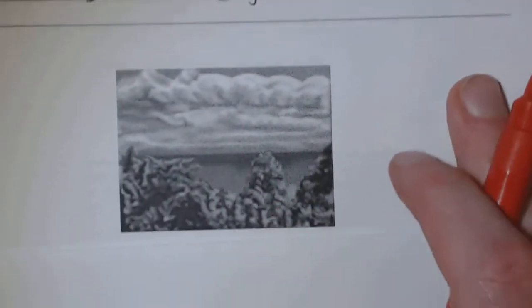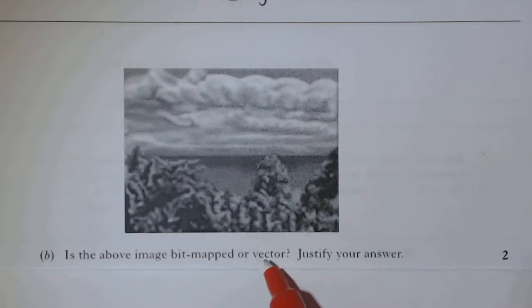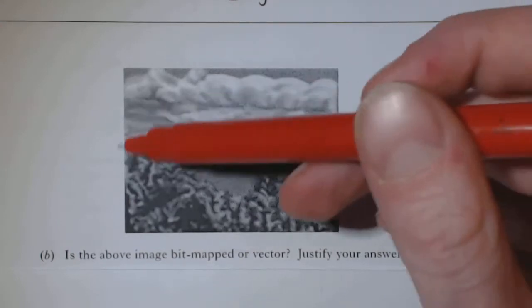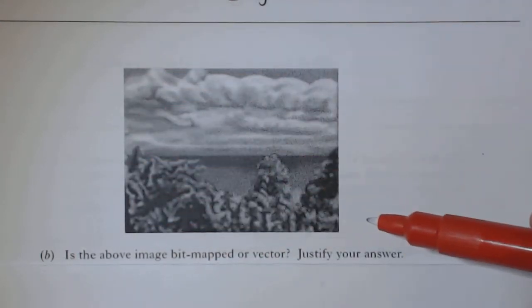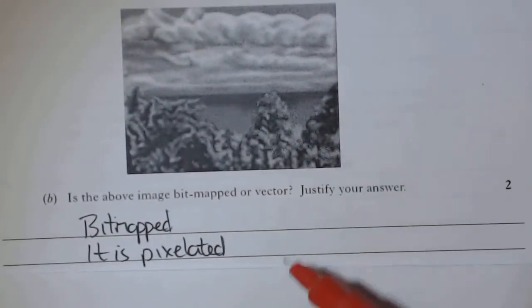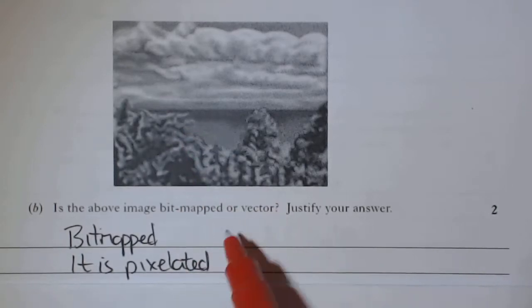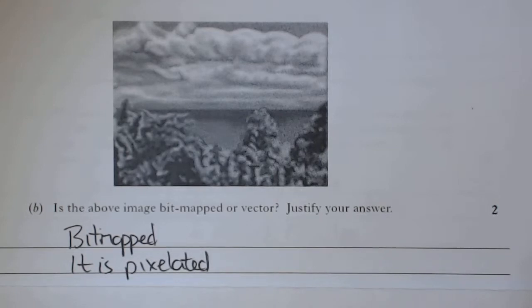And then here's a wee not very good picture, but they're asking you, is this bitmap or vector? Hopefully you'll be able to see that you can actually see the pixels in it, and you can see it's been increased and scaled in size, and the quality is not as good, so that's called pixelated. So you would hopefully be able to identify it's a bitmap and it's pixelated. Vector images, if you scale it, the quality is just the same.